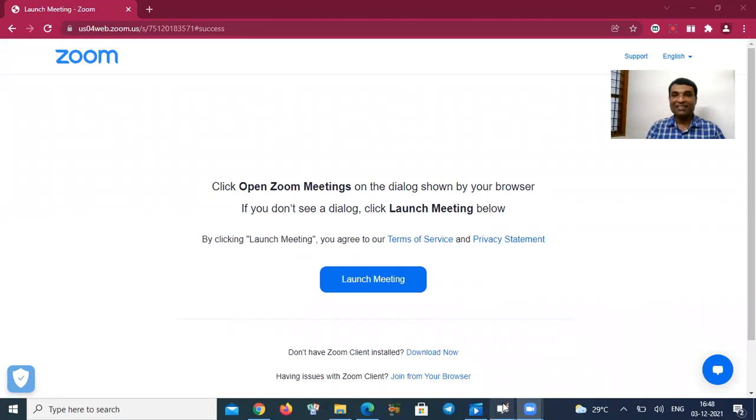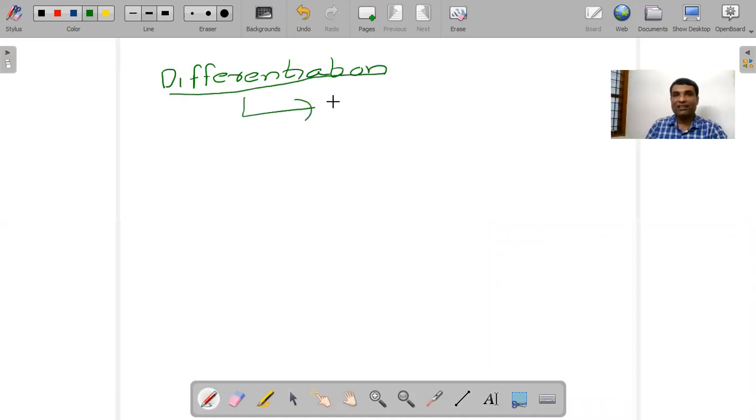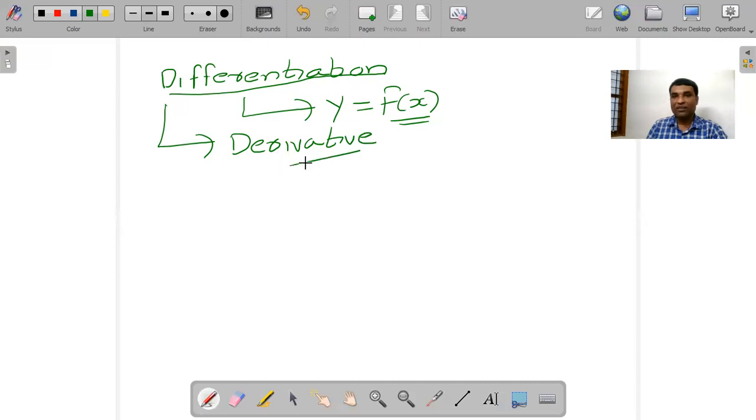Okay. Shall I take the board? So our topic of discussion is differentiation. I already told you, differentiation of what? Differentiation of a function. Let y is equal to f of x. Or we want to find the derivative of the function y is equal to f of x.